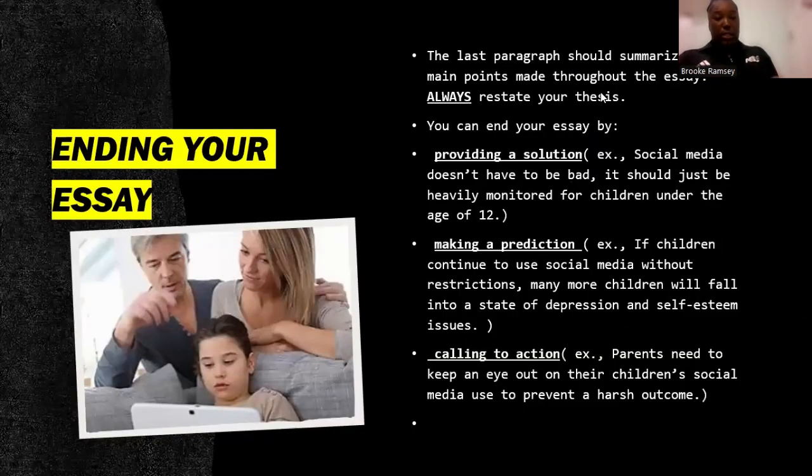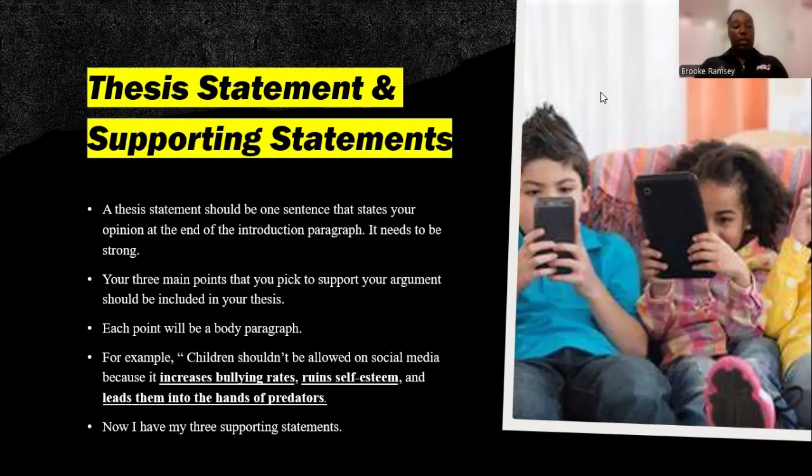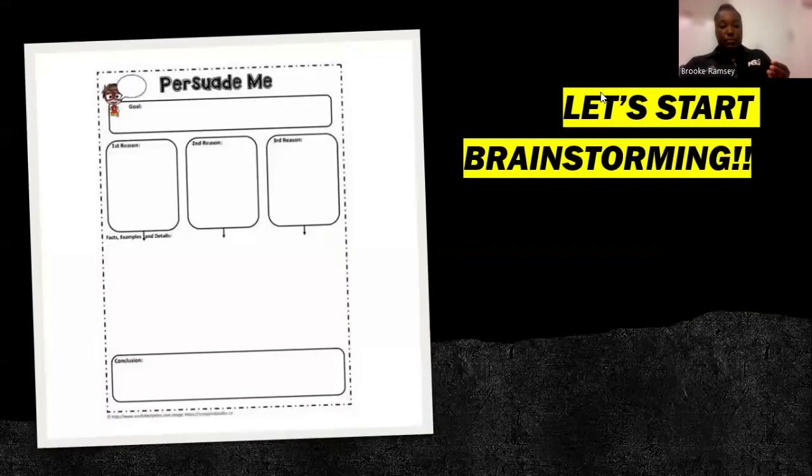In my first reason, it would be increases bullying rates. My second reason would be ruin self-esteem. My third reason would be leads them into the hands of predators. Underneath those reasons, you will use factual evidence. You can use statistics. You can use stuff from journal articles, from reliable sources. So things like edu.org. Like I said, journal articles can be good for these types of essays.